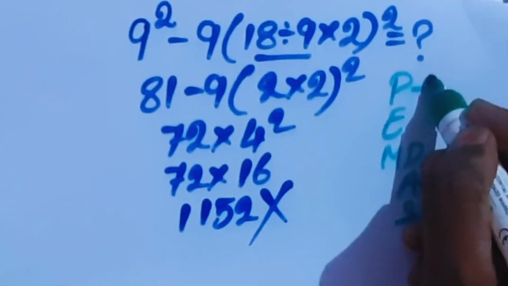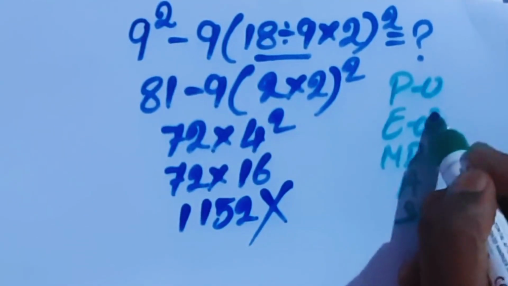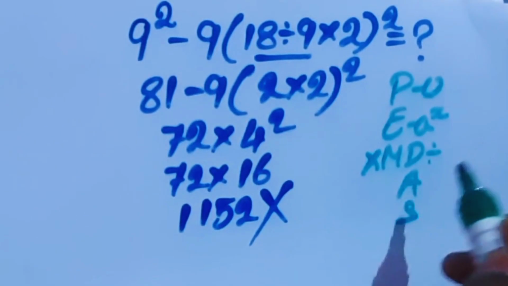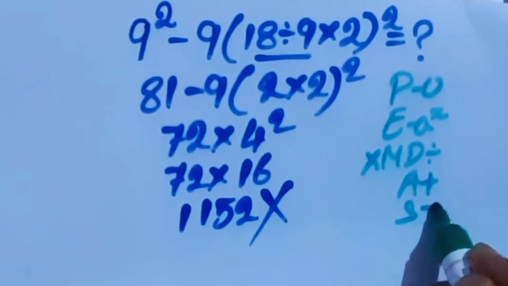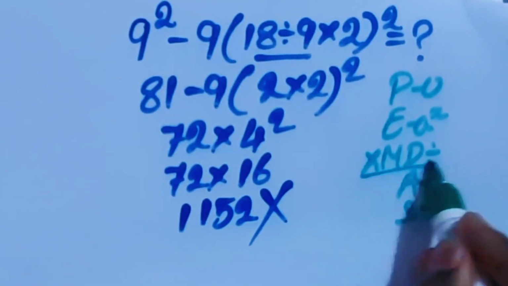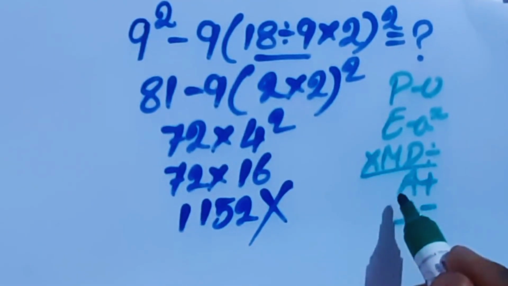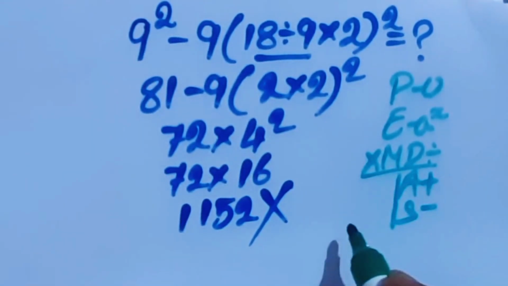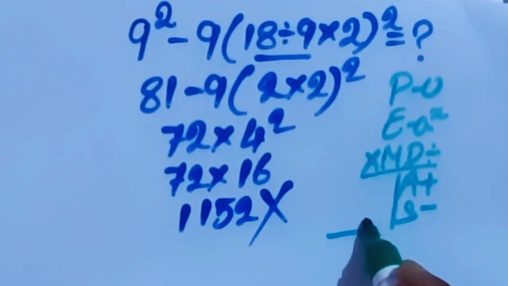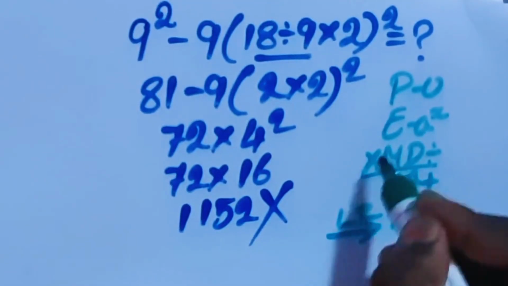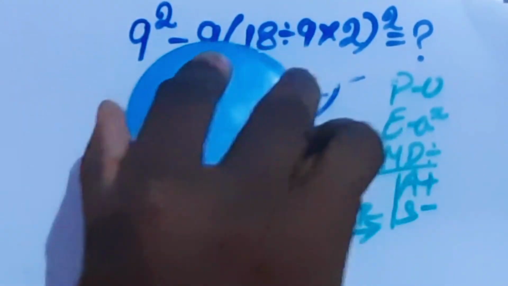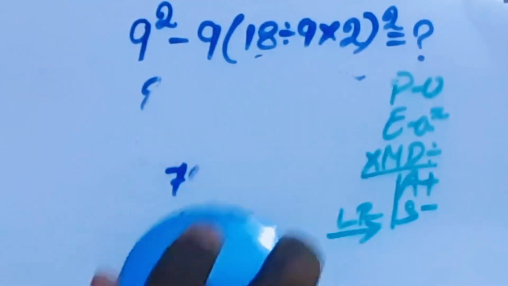Here this is a bracket, exponent, M stands for multiplication, D stands for division, A stands for addition, S stands for subtraction. Here multiplication and division are equal priority. Also addition and subtraction are equal priority. We are going to introduce another rule called left to right to solve this equal priority. Now we are going to solve this problem in the correct way by using this order of operations.